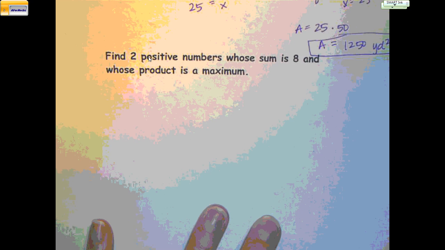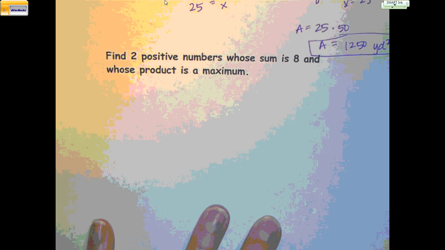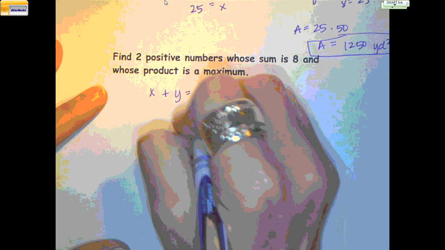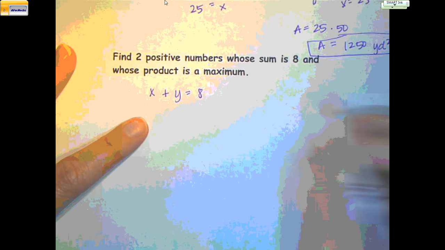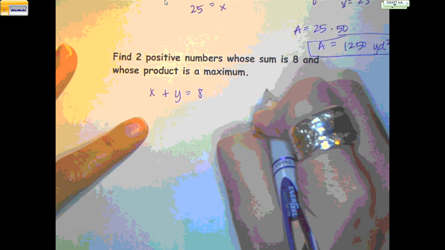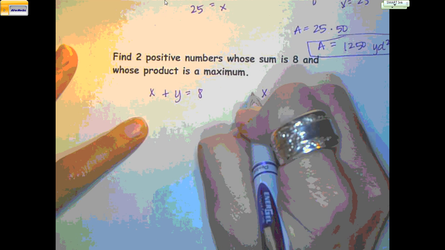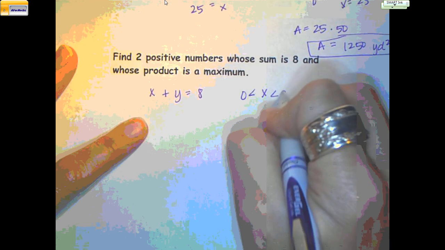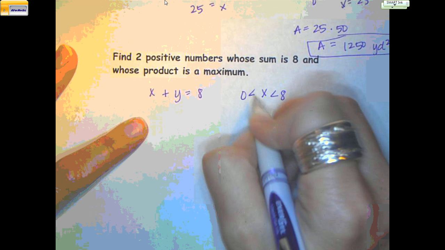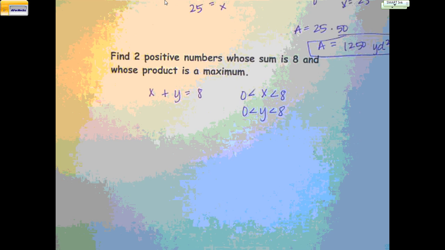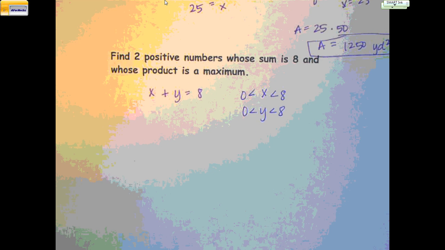Okay, same kind of problem on the next one. Find two positive numbers whose sum is 8. So I'm thinking one number plus another number is supposed to be 8. They also say that they're positive, so I'm thinking x is going to have to be between 0 and 8, right? And y would also have to be between 0 and 8. Doesn't that make sense? If you add them together and you get 8, that's kind of the only way to do that if they're both positive.